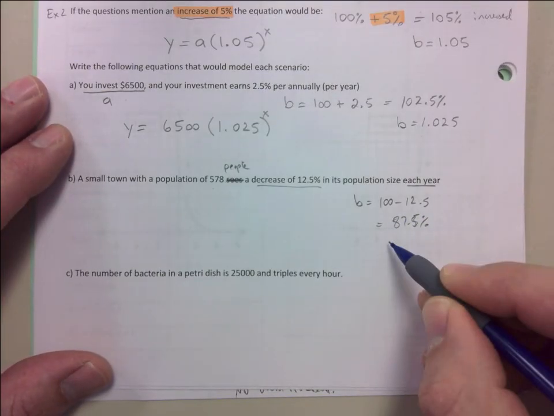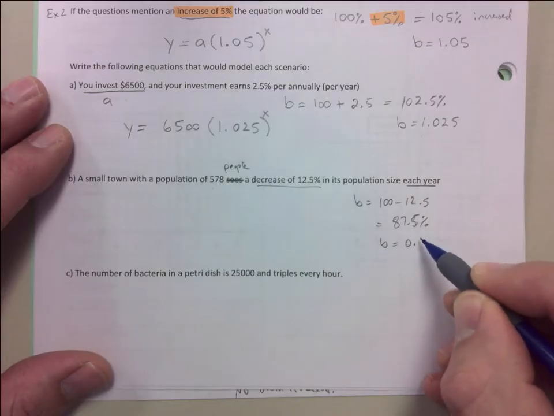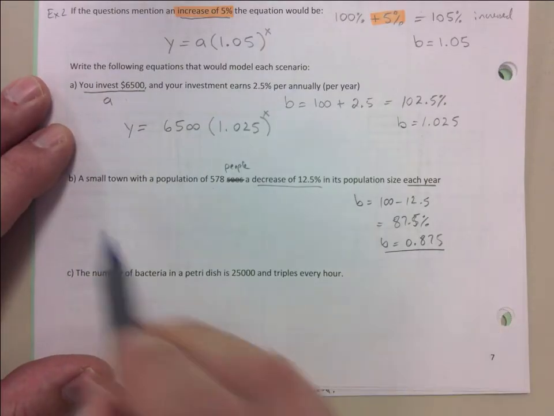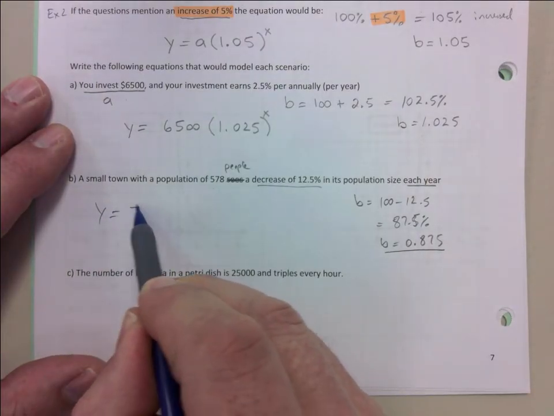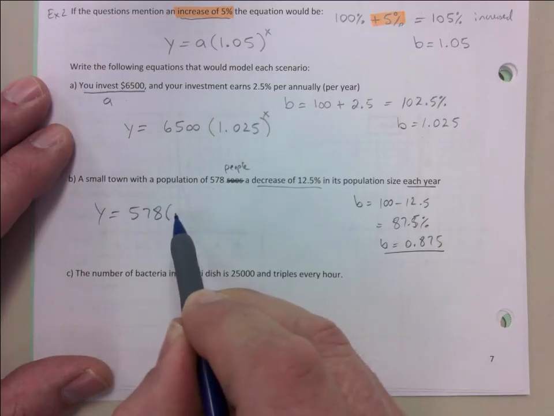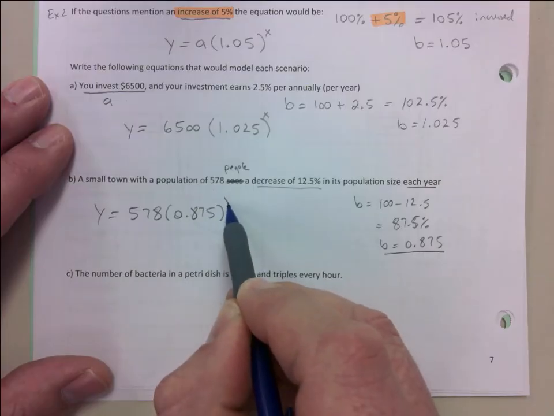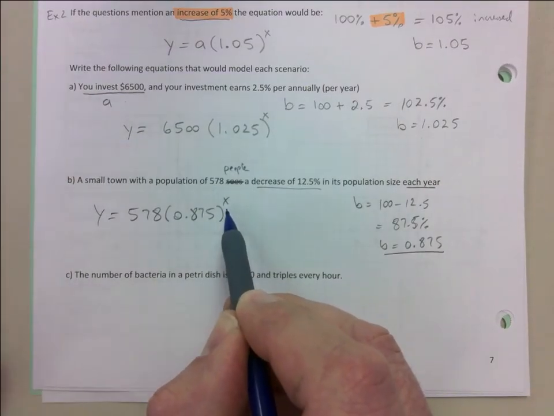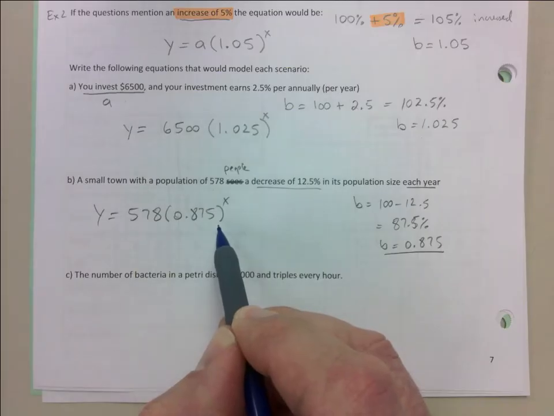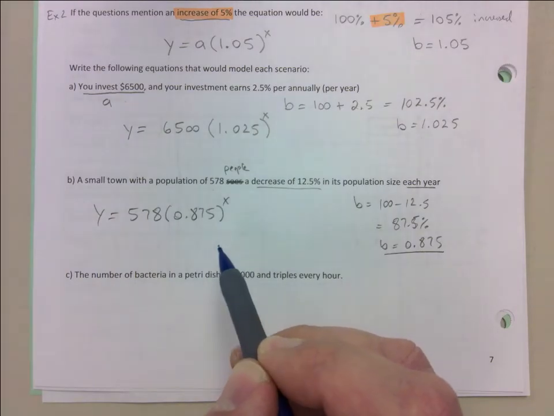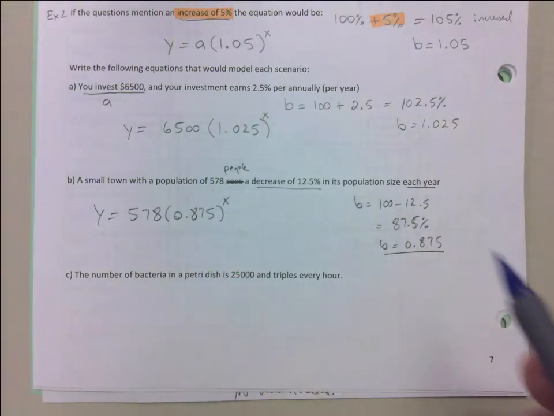87.5%. But we do not want B as a percentage, so we turn that into a decimal. Okay, so that would be B. So I can say that it's 578 to start, and that population is decreasing every year. So this could tell you how many people would be left in 10 years from now, 15 years from now, 20 years from now, right? We could actually use this to figure that out.